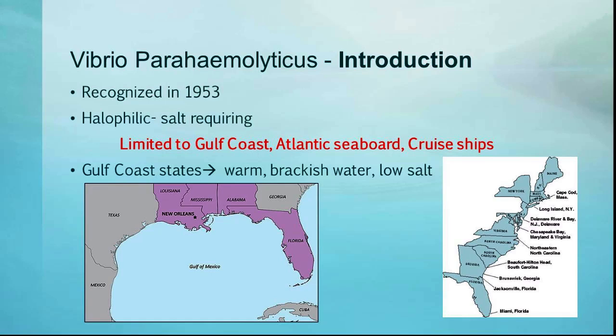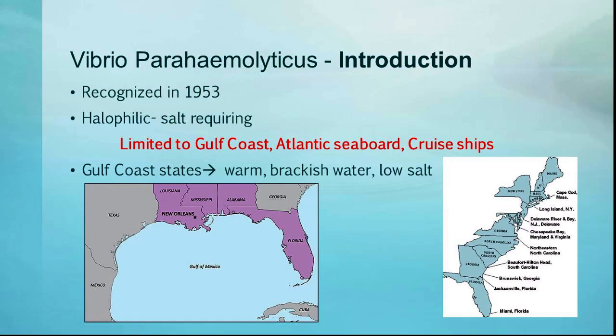Parahaemolyticus was first recognized in 1953, and it's another Vibrio family, and it's also halophilic, so it requires salt to grow. It's limited to the Gulf Coast, so I thought it was good to just see the states that are around the Gulf area, so Mexico, Texas, and Florida, New Orleans. So we're there too. And the Atlantic seaboard is on the right. You can see all the states.